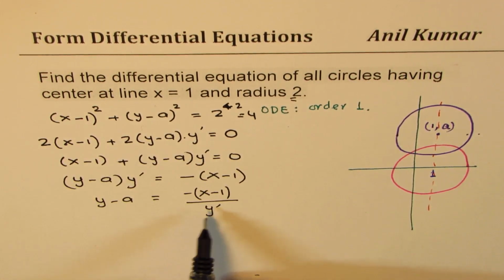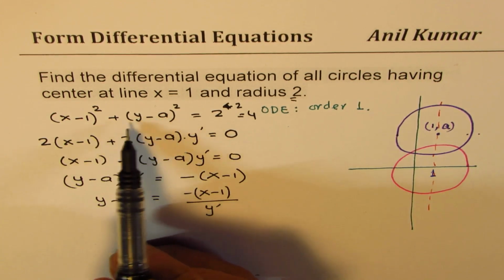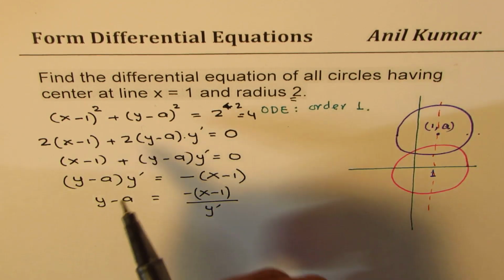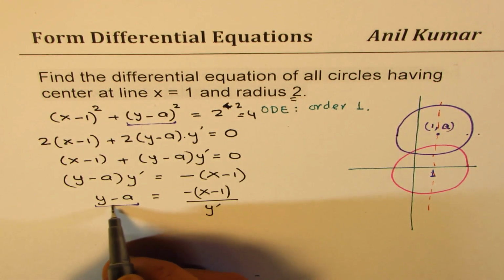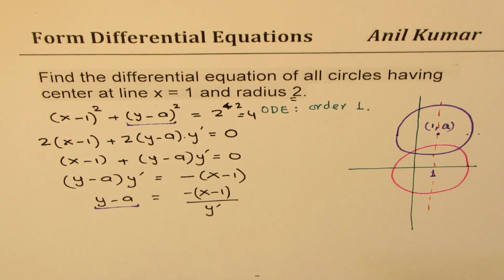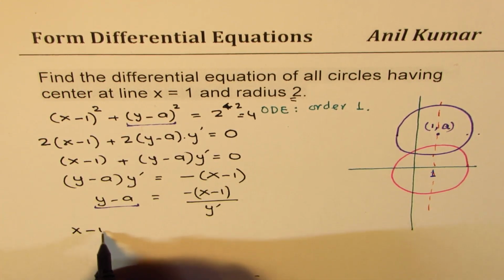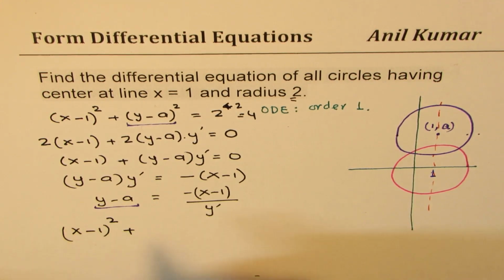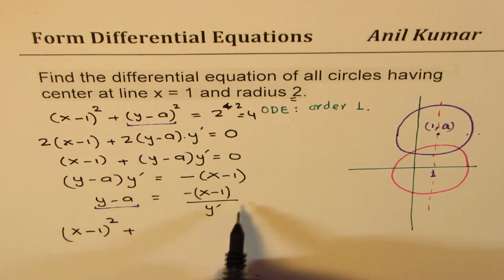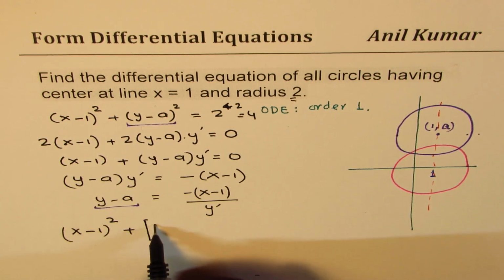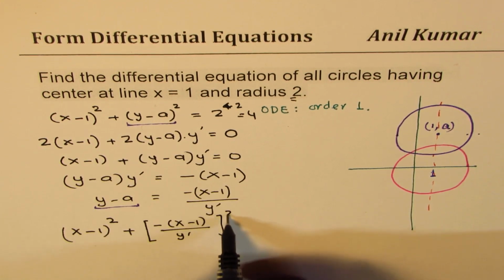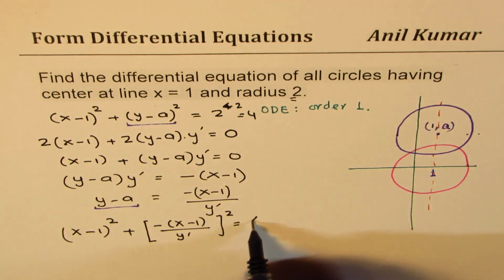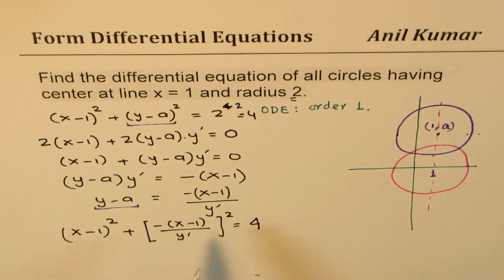Now I can substitute this value here for y minus a, and then we can actually eliminate a, right? So y minus a, I can substitute that. This will result in the equation (x minus 1) whole squared plus, instead of y minus a, I'm going to write all this, which is minus (x minus 1) over y prime, whole squared, equals 2 squared, which is 4. You get an idea. So that's the differential equation.